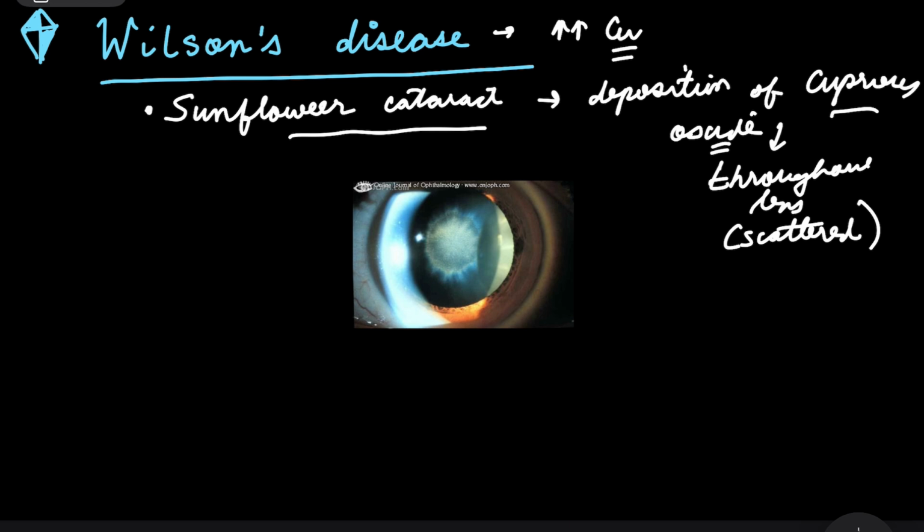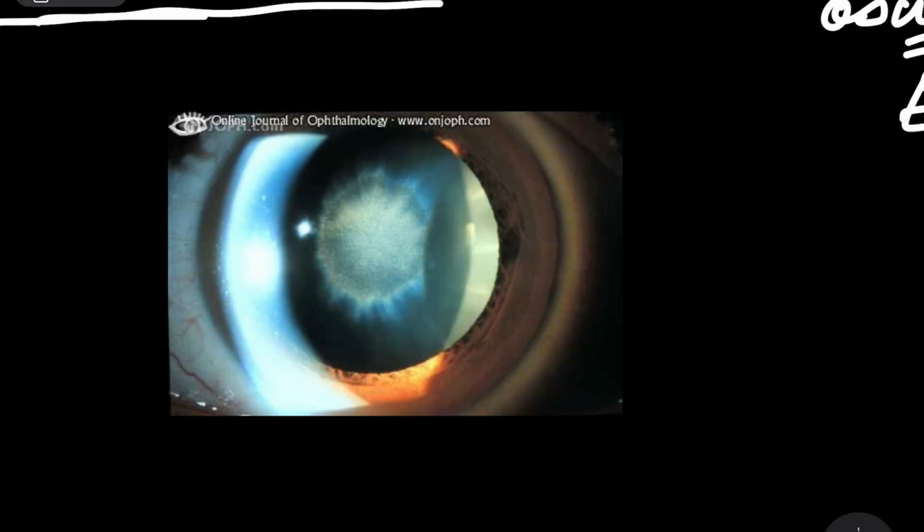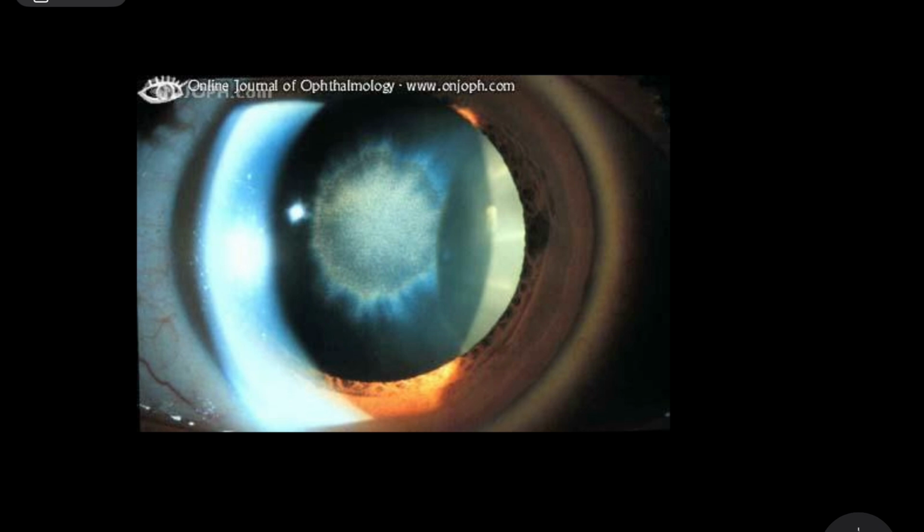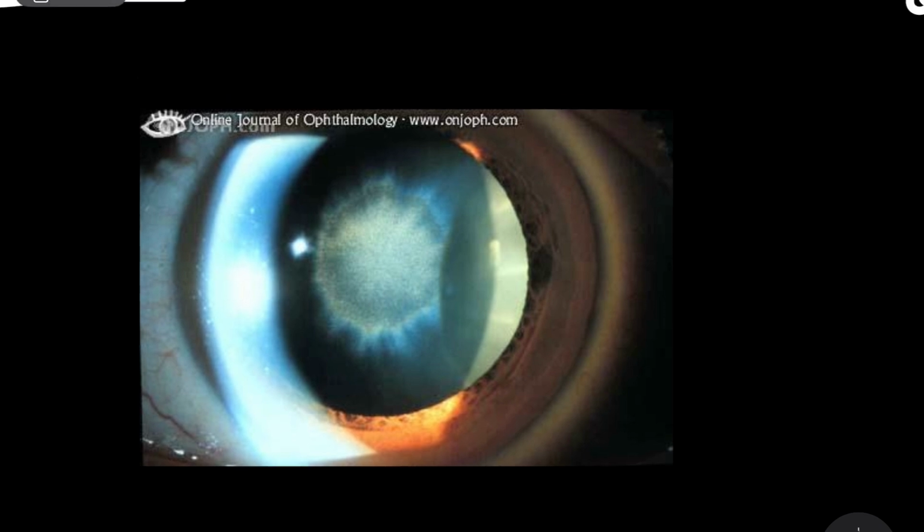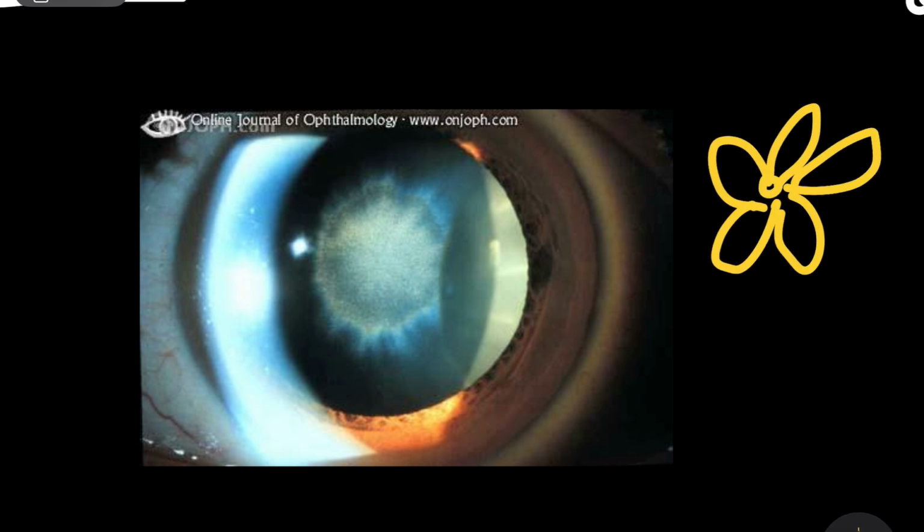Why exactly is it called sunflower cataract? I think it is pretty self-explanatory. If I just zoom in to this picture, it is pretty self-explanatory why it is called sunflower cataract. You can see it is like a sunflower. If I draw my beautiful sketch of a sunflower, you can see it is stellate shaped, but don't use the word stellate shaped. Why? Because stellate shaped cataract is, as we'll see, basically traumatic cataract, blunt trauma cataract. So we don't use the term stellate shaped, we use the term sunflower cataract.